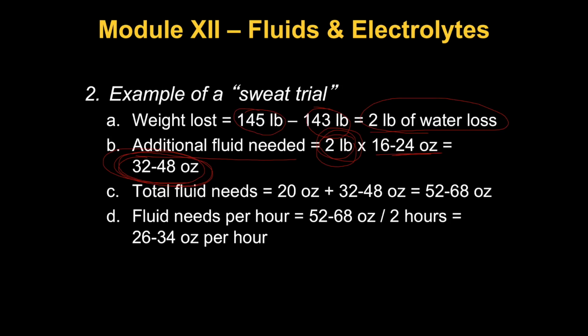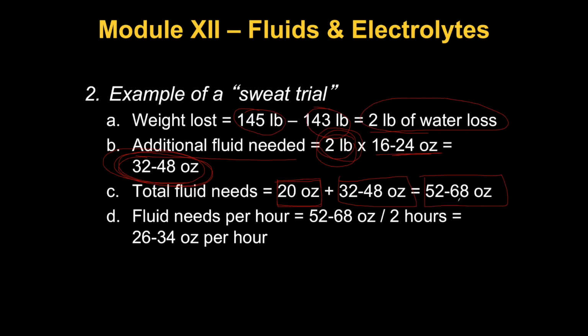However, that's not the total fluid need. What we need to do now is take into consideration how much fluid they drank during their sweat trial. So in this example, it appears that they have drank 20 ounces of fluid. So we need to take that 20 ounces into consideration here and add that to the 32 to 48 ounces that we determined that they lost during the sweat trial in terms of the amount of body mass that they lost. So when we add those two together, we get 52 to 68 ounces of fluid that they actually need to consume.